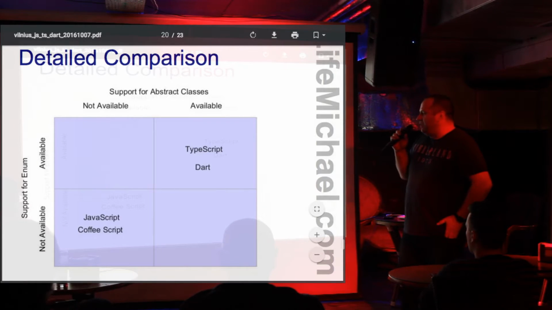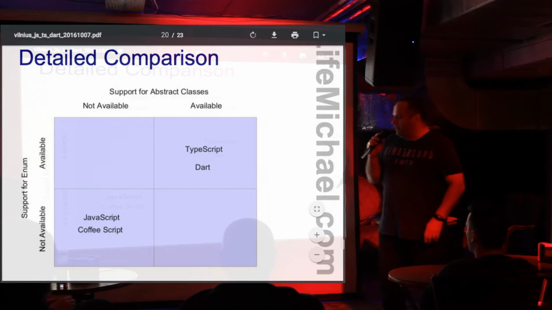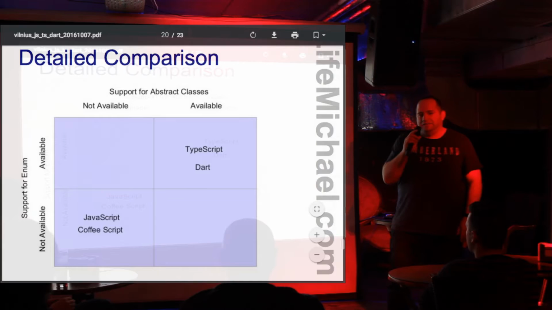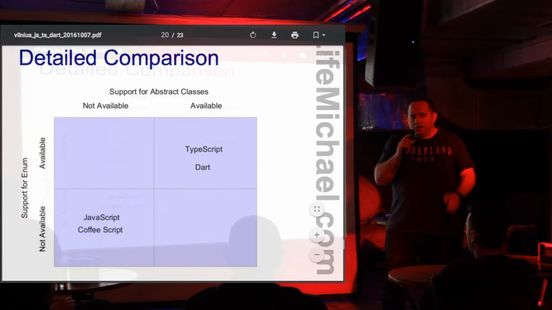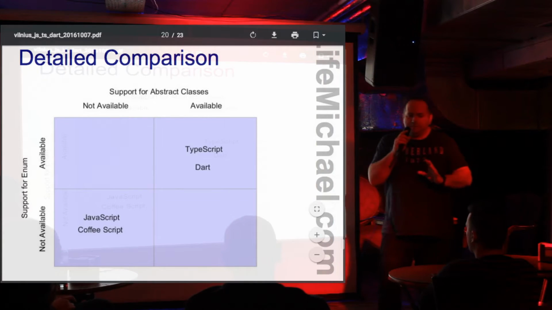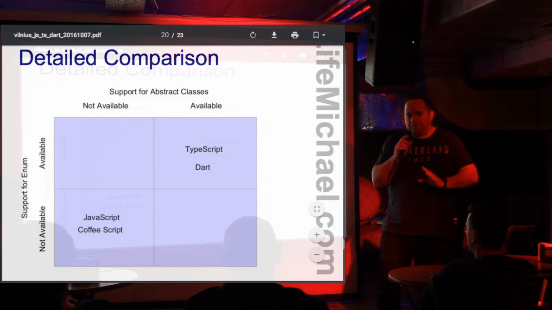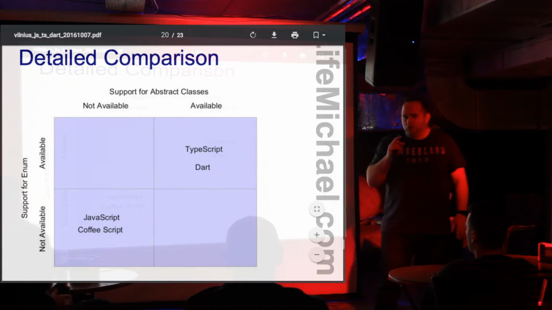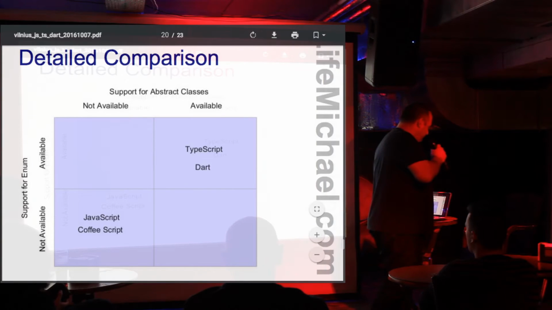Abstract classes you have in TypeScript, you have in Dart, you don't have them in the other options. You can't define an abstract class when coding in JavaScript. If you choose to avoid TypeScript and use ES6, for example, you can't define an abstract class. You don't have the possibility to use enum, either.